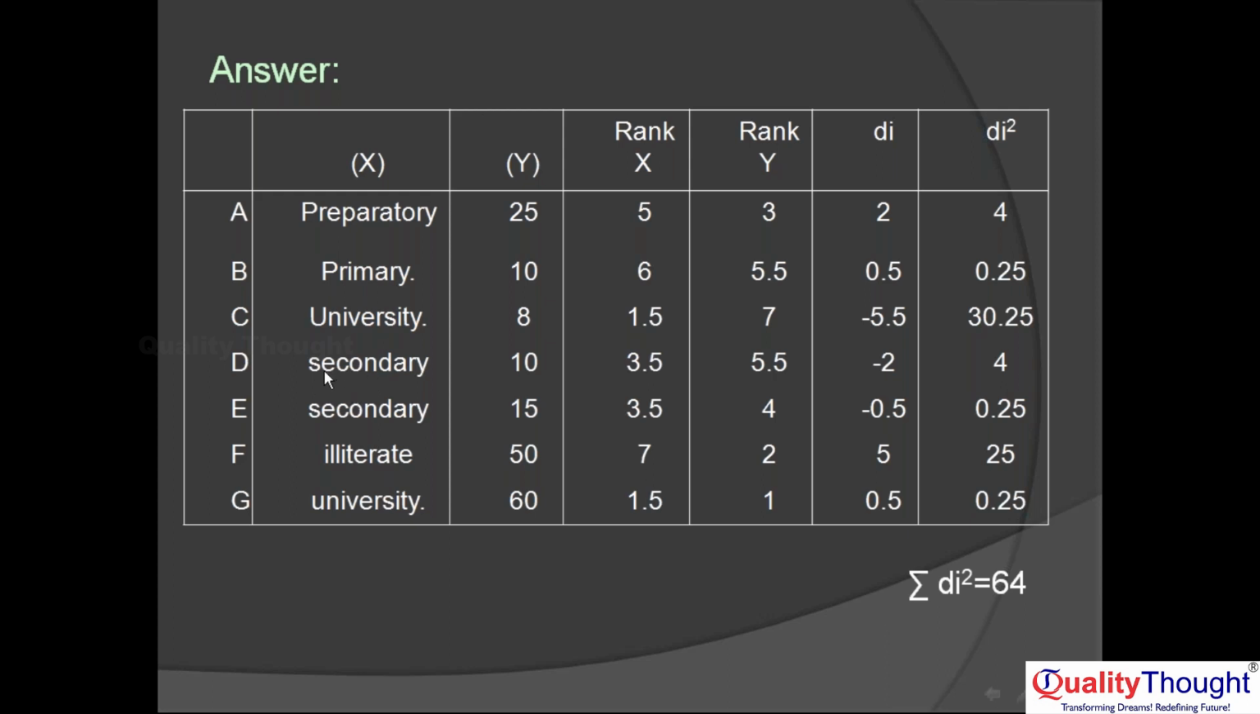So 3 needs to be given for secondary. We have two secondaries, 3 and 4. Take an average, 3.5. I'm going to give 3.5 to both of them. Next one should be 5. So preparatory is given 5, primary is given 6, and illiterate is given 7. In the same way, I have given the rank from top to bottom on the y column also. What is the top one here? 60.